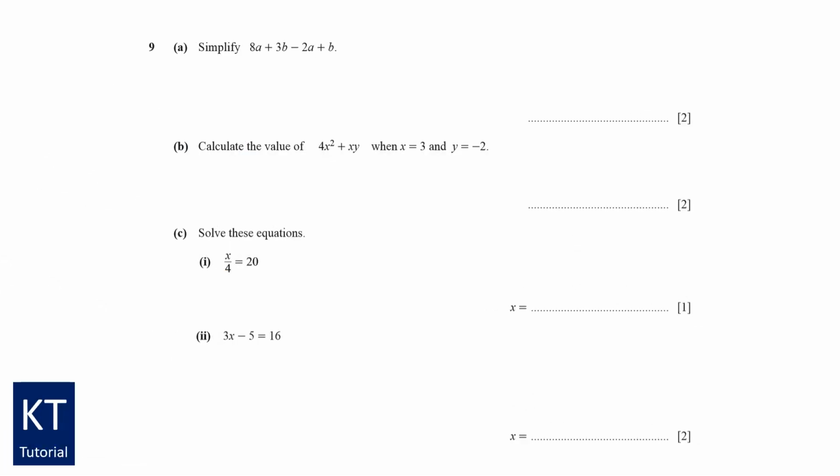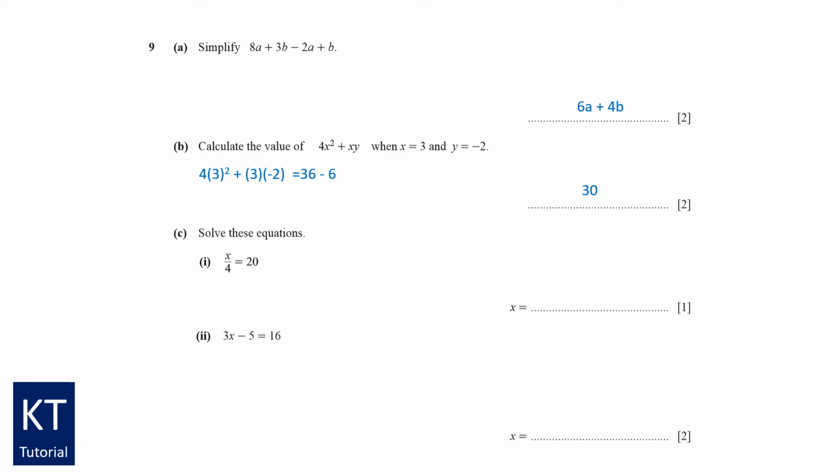Question 9a. Simplify the expression. The simplification should take us to 6a plus 4b. Question 9b. Calculate the value of 4x squared plus xy when x equals 3 and y equals minus 2. We should arrive at 30.